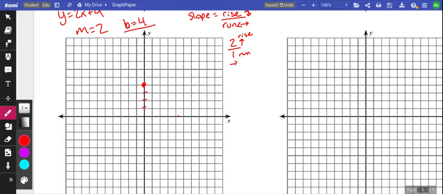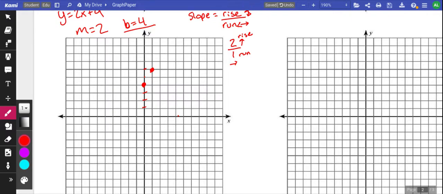Okay? When your numbers are positive, you're going up and to the right. All right? And I'll show you what to do with a negative number on the next example. But when you have two positive numbers, it tells you go up 1, 2, and right 1. Okay? If you want to be fancy, you can go down 2 and left 1. But I think it's easier to go up 2 and right 1.